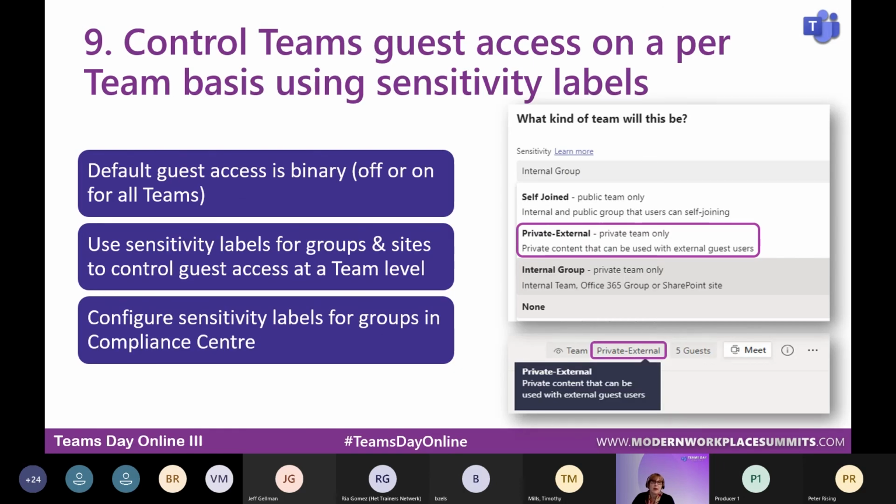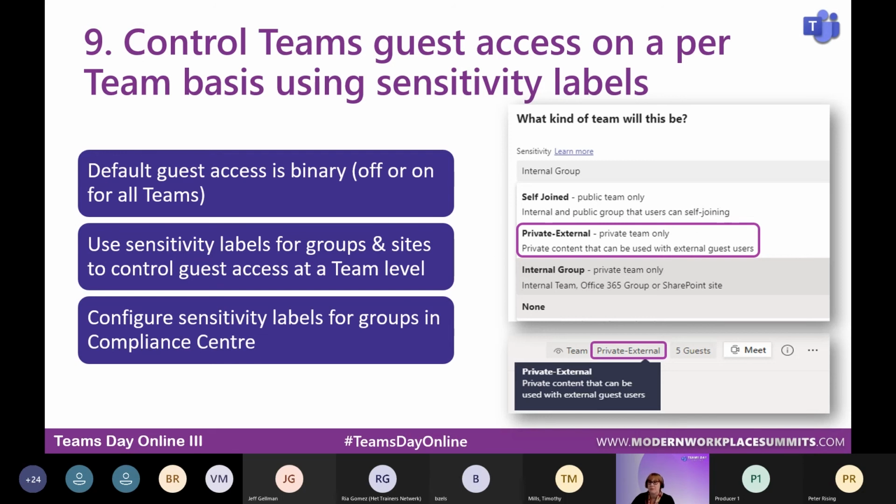So next we can look at restricting guests down to a particular team or a particular subset of teams. By default, when you switch Teams on, it's on for the whole organization. So basically that means that any owner in a team can add guests to their team. What you can do is put sensitivity labels in, and I won't go into this in detail because there's another session on that, but you can put some levels of control on there.